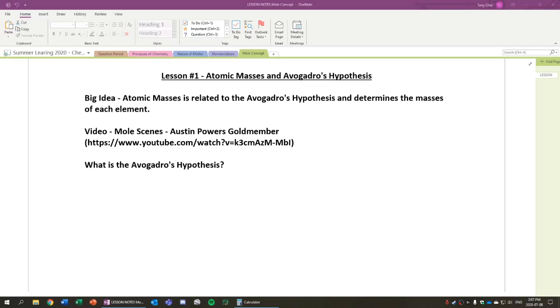Everybody, in this lesson we're going to talk about atomic mass and Avogadro's hypothesis. What atomic mass is, that it's related to Avogadro's hypothesis, and determines the mass of each element. Now if you want to check out a funny video from Austin Powers, there's one about what a mole is. We're going to introduce what a mole is in this class.